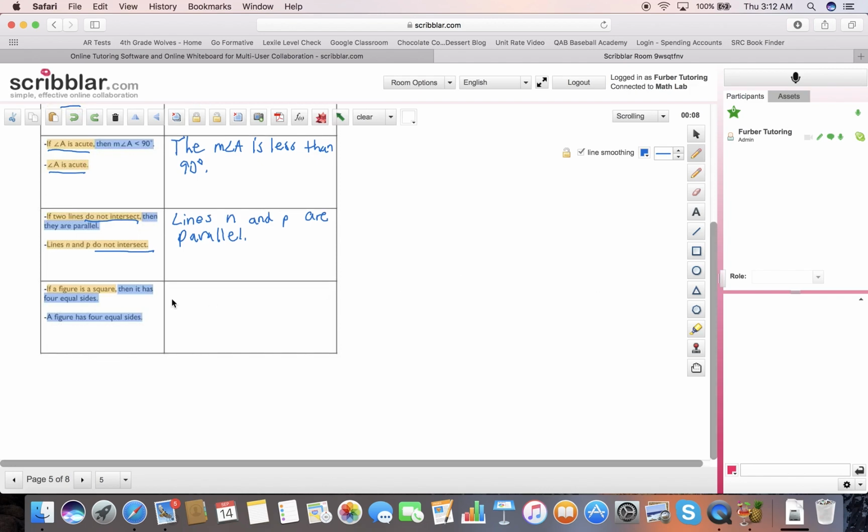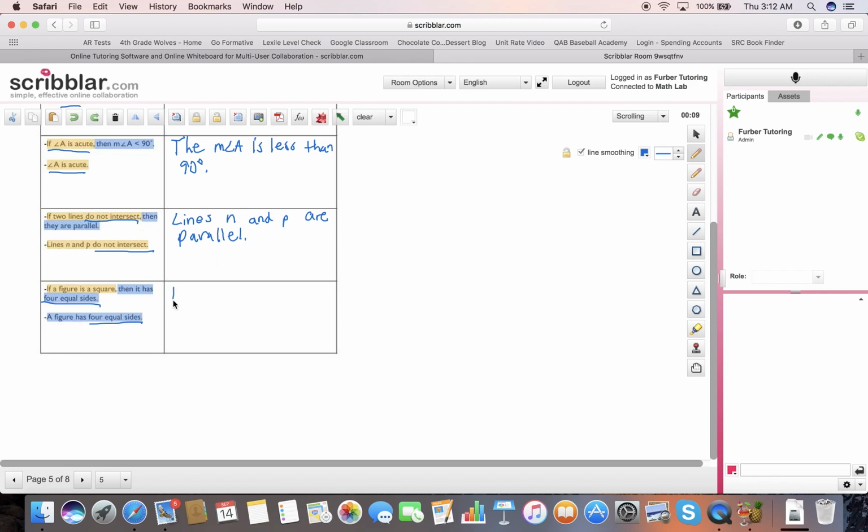All right, and then the last one. If a figure is a square, then it has 4 equal sides. Now look at the statement. A figure has 4 equal sides. That matches, and you can see it in the color too, the conclusion. This says if a figure is a square, then it has 4 equal sides. A figure that has 4 equal sides is not necessarily a square. We've talked about this before, even though we haven't learned about this. But a 4-sided figure with equal sides could be a square, but it also could be a rhombus.